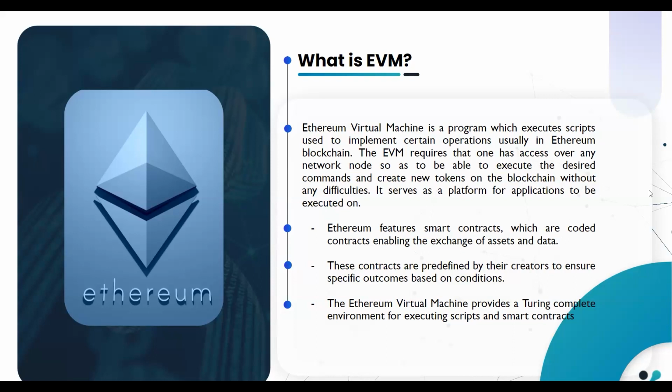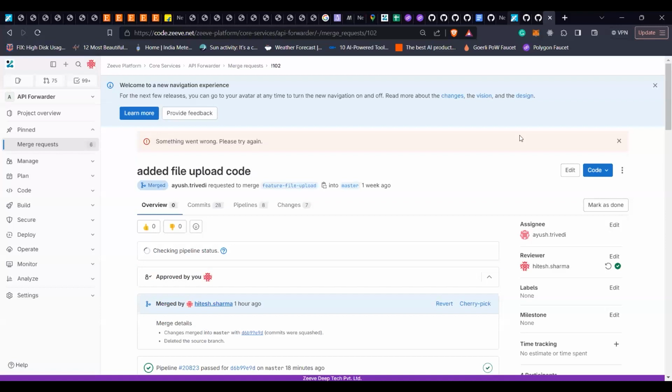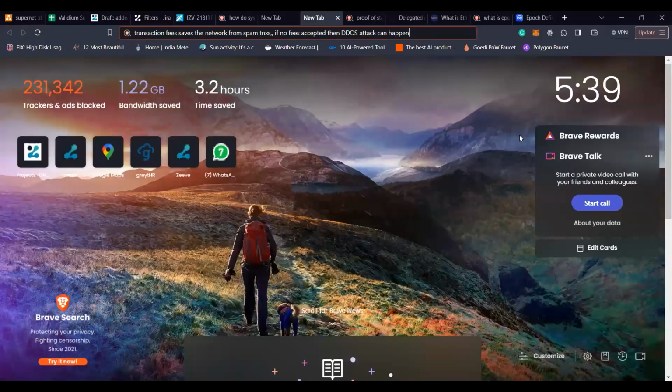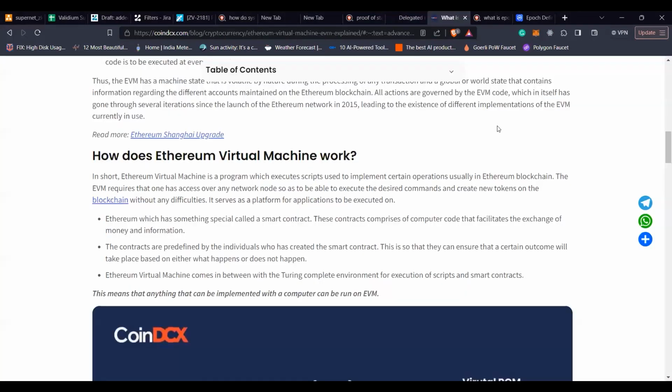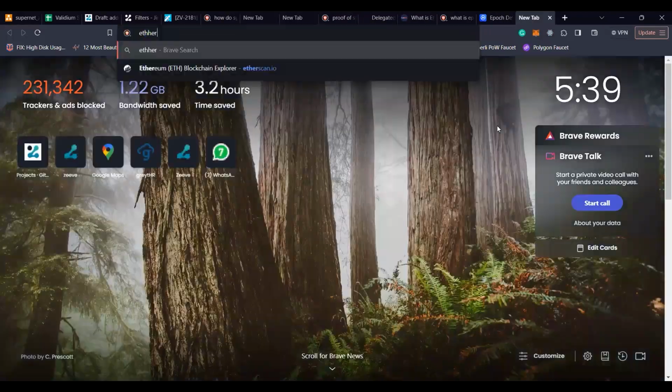It is a program which executes scripts which are used to implement certain operations, usually in the Ethereum blockchain or Ethereum compatible blockchains. If we talk about Polygon, it's an Ethereum compatible blockchain, right? Even that blockchain also uses the EVM, the Ethereum virtual machine, which is created by Ethereum. So that's a basic explanation of what a virtual machine does. I'd say you can go online and read more about what the EVM is. You can go to ethereum.org.